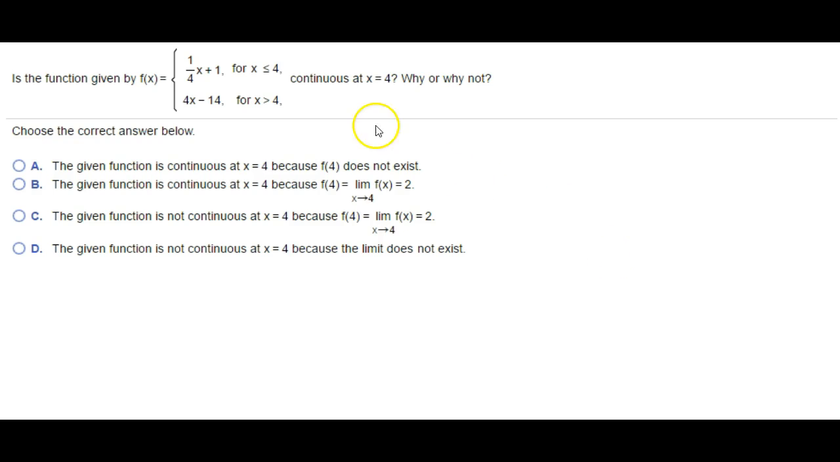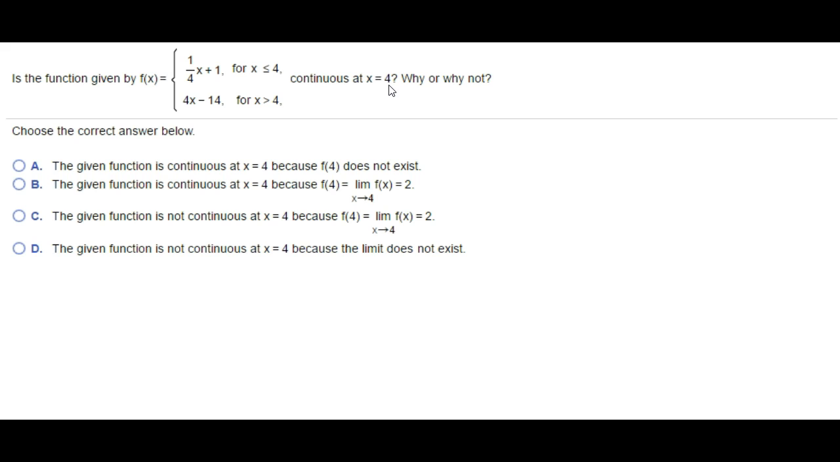Here is another example where we don't have a picture, but rather a piecewise defined function. It's defined one way for x less than or equal to 4. We can call that the left-hand piece. And another way for x greater than 4, that we can call the right-hand piece. It's asking about the continuity at x equals 4.